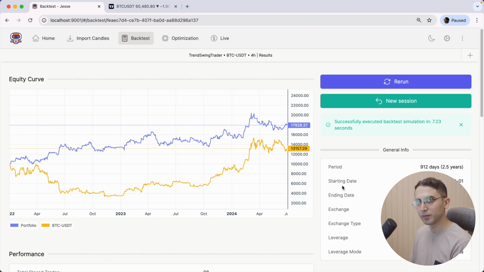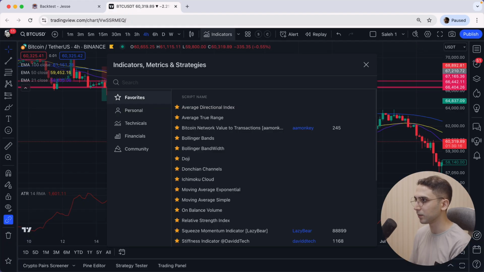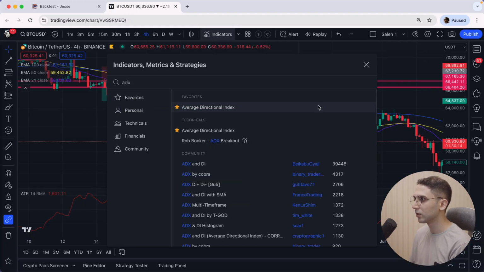All right, there's another improvement that I want to make. If you take a look at the price here, this is a ranging market and our equity curve is going down here. This is a typical issue with trend following strategies, because when you're trading the trend, you want to avoid the ranging conditions. And one of the best ways that I do that is by using the ADX indicator.